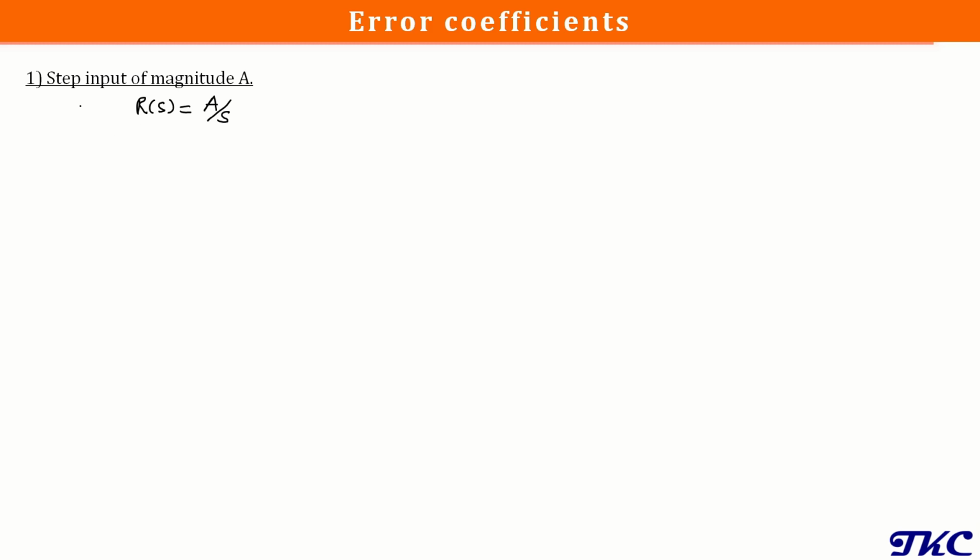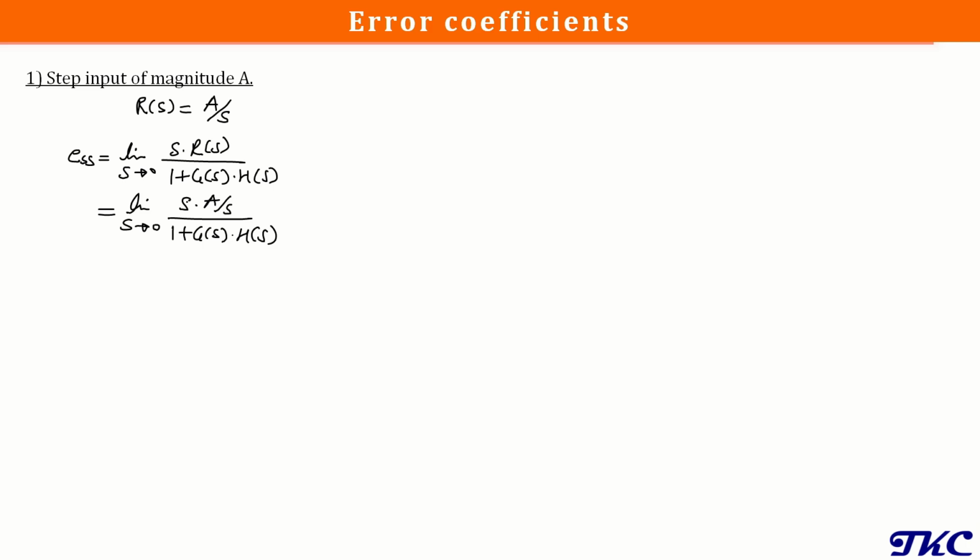So let's find the steady state error when we are having step input. First we'll write the expression for finding steady state error. It is limit s tends to 0 s into R of s upon 1 plus G of s into H of s. Now let's substitute the input value as A by s here. So it will be limit s tends to 0 s into A by s divided by 1 plus G of s into H of s.